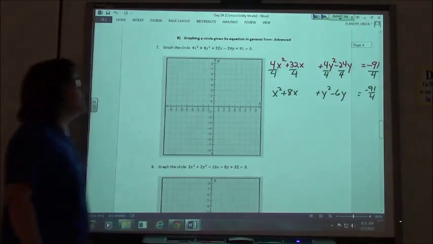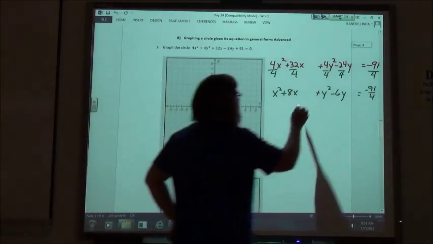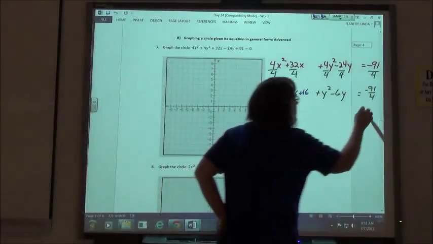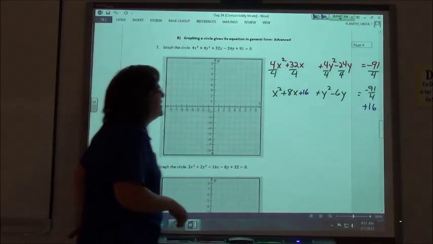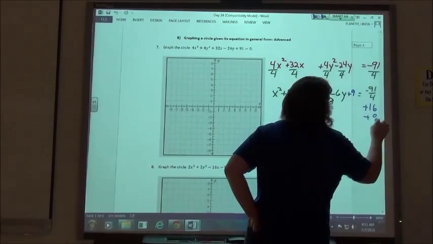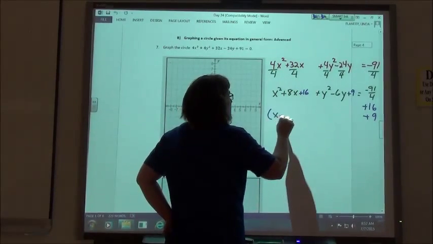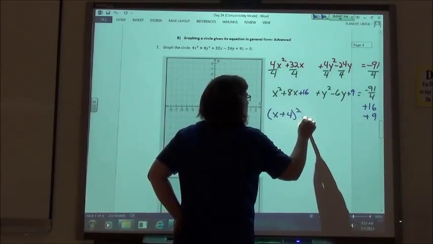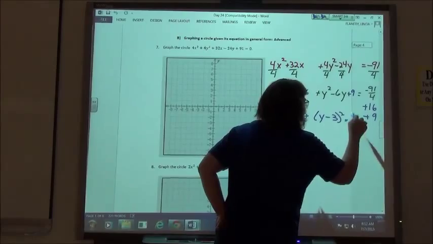And then I'm going to go ahead and complete my square. So half of 8 is 4, 4 squared is 16. So I'm going to add 16 here and add 16 here. Half of negative 6 is negative 3. Negative 3 squared is positive 9, so I'm going to add 9 there. So I'm going to get x plus 4 squared here. I'm going to get y minus 3 squared there.